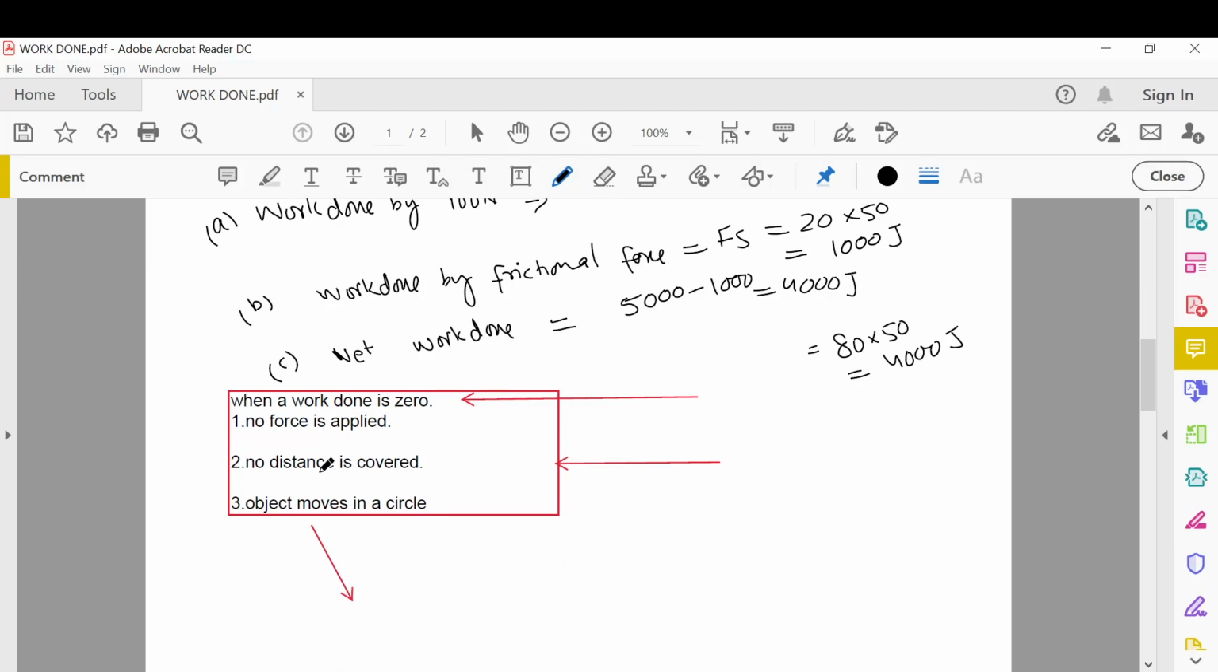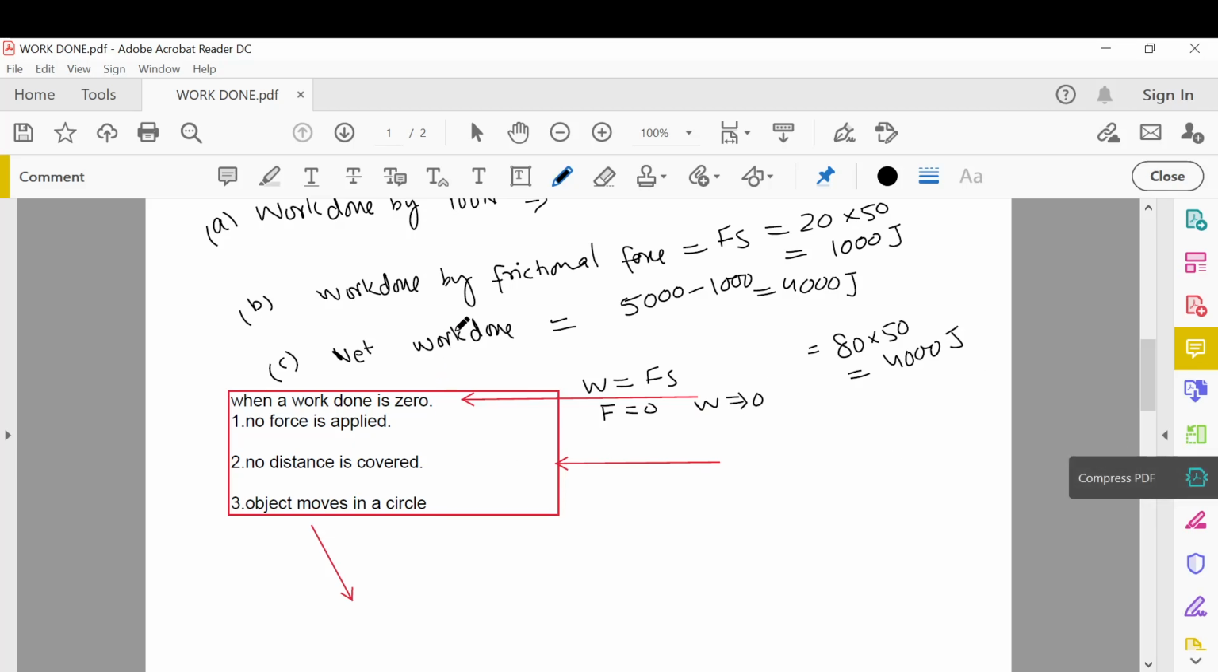It says that when work done is zero. Work done, basically, W is equal to Fs. Work done is composed of force and displacement. If there is no force, work done is zero. Let's say there is no force. If F is zero, W will automatically be zero. You are not applying a force.